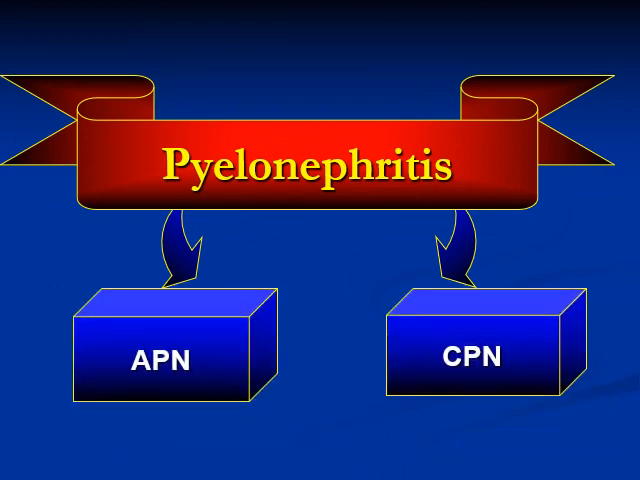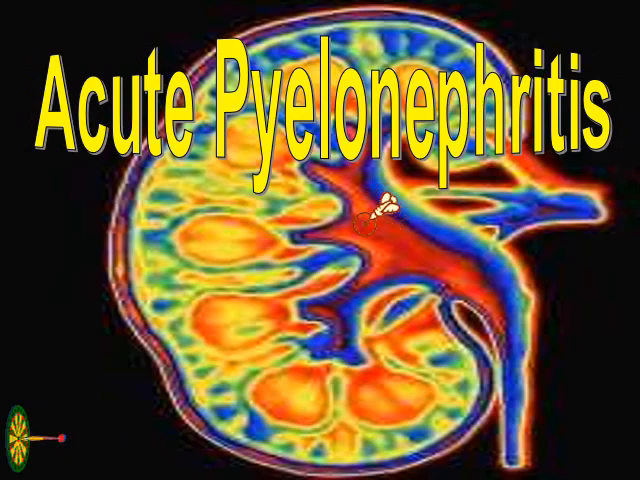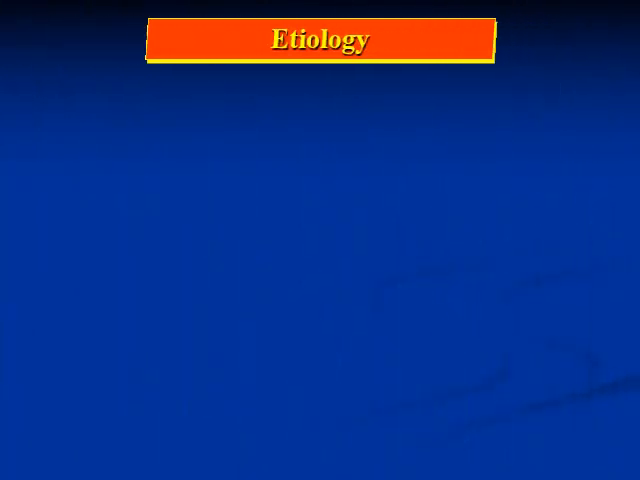Pyelonephritis is classified according to the nature of the infection into acute pyelonephritis and chronic pyelonephritis. Acute pyelonephritis.